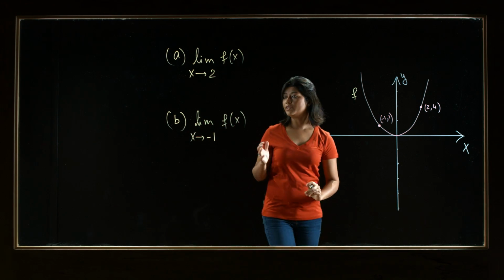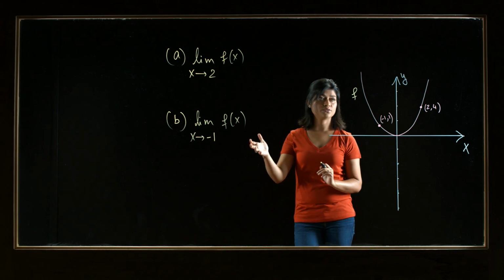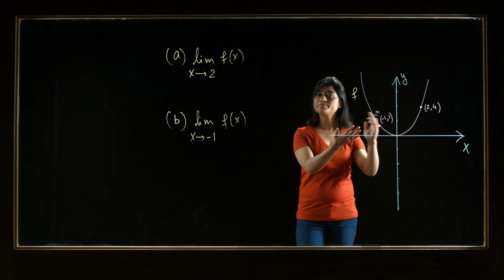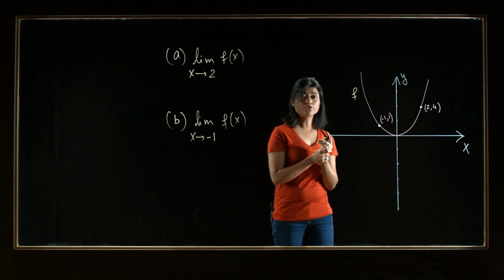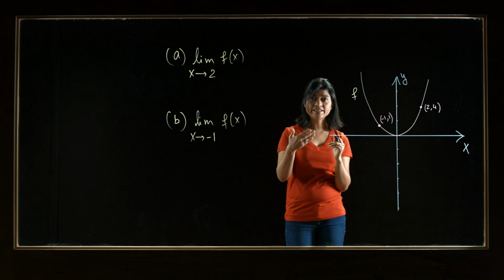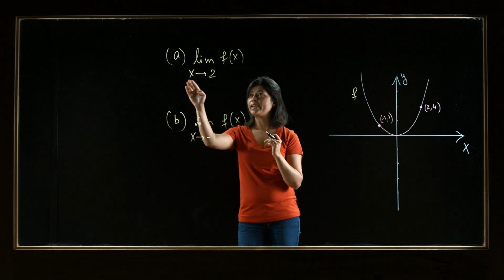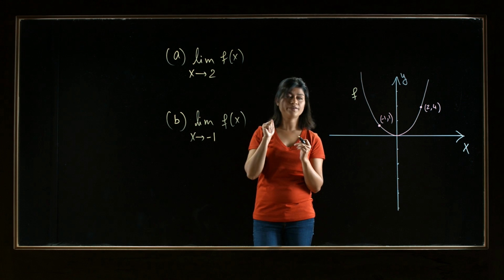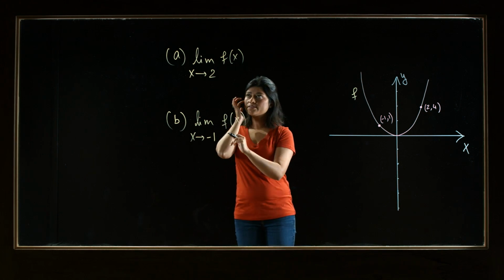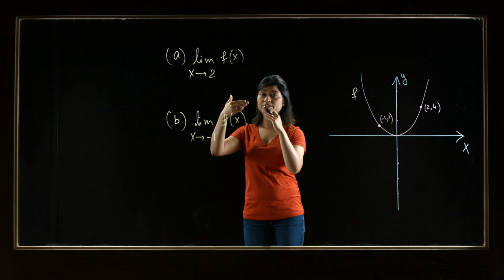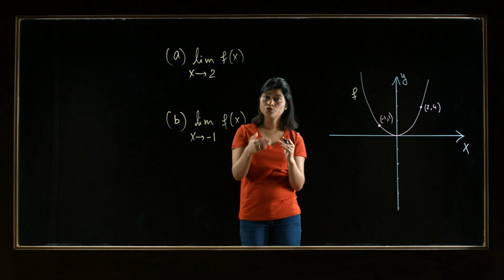So how do we evaluate a limit when we don't have the function expression? All we have is the graph. Okay, so let's think and understand the concept of limit. What does it mean by the limit as x arrow 2 of f(x)? What it means is that x approaches 2, in mathematical terms.